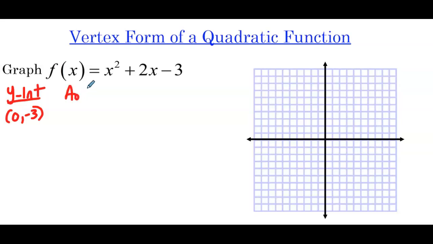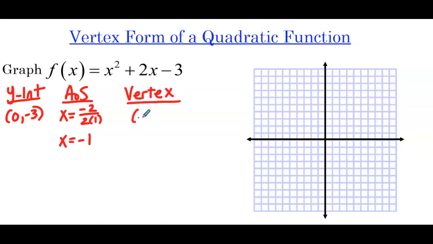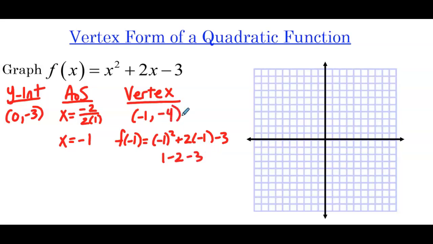Next, we can find the axis of symmetry, which is x equals negative b over 2a. So in this case, that's negative 2 over 2 times 1. So that's x equals negative 1. So the vertex is (-1, ), and we need to find that y value. So we'll plug negative 1 into the function. So negative 1 squared plus 2 times negative 1 minus 3. So 1 minus 2 minus 3 is negative 4.